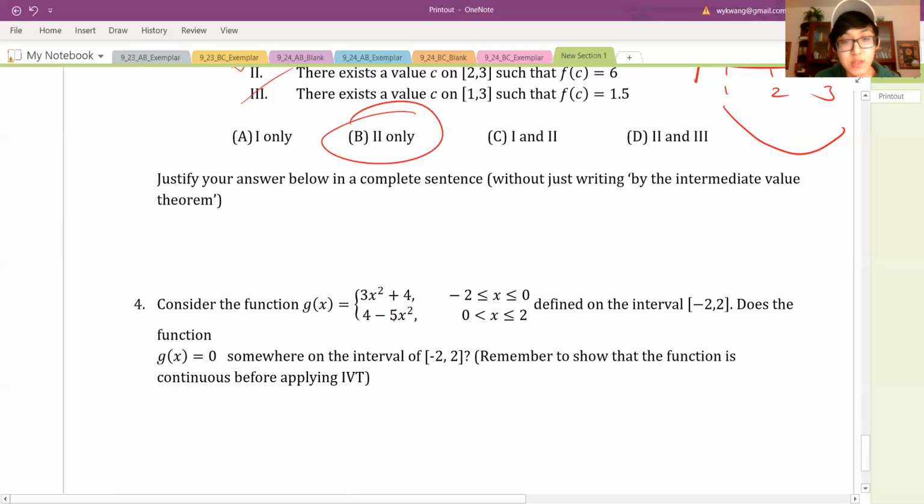We need to show that it's continuous, right? So how do we show that it's continuous? Remember, show that the function is continuous. Okay, well, we're going to see if it's continuous at -2, because that's where the piecewise function is. So it's a piecewise function. Usually a lot of piecewise functions look like this, right? Well, that's not good because that's clearly not continuous. So we need to prove that that's not going on. So how do we prove that?